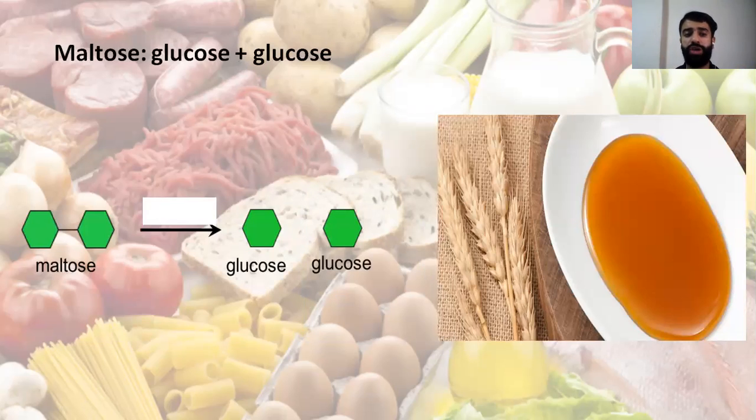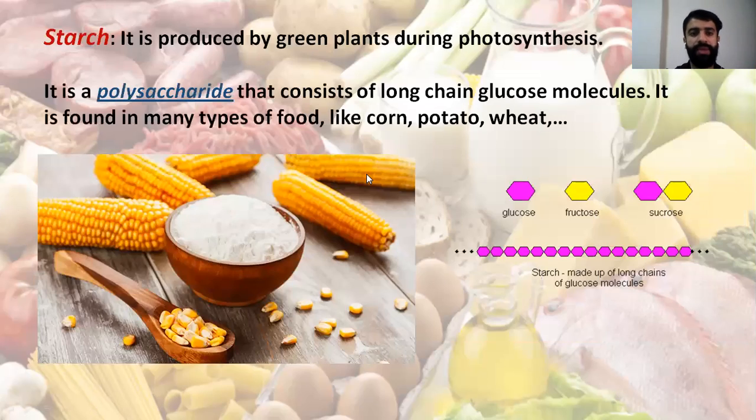Maltose. Maltose is glucose and glucose. So two glucose are connected to each other. They give what's known as maltose. Glucose and glucose, as shown here, are connected to each other. They give what's known as the maltose.